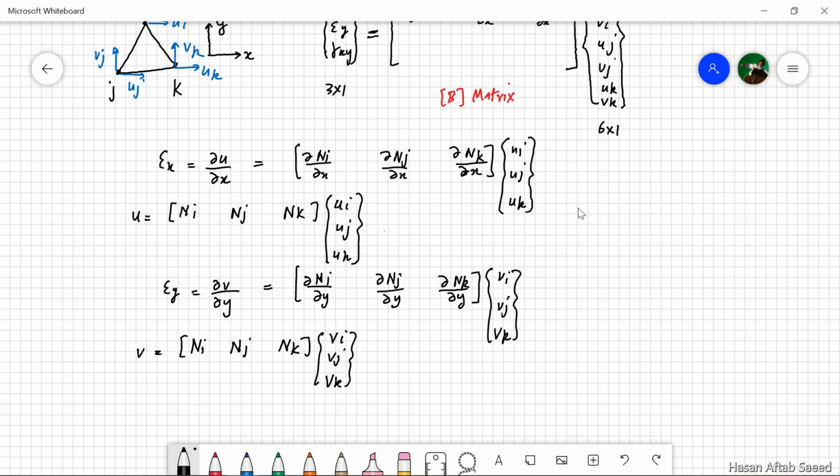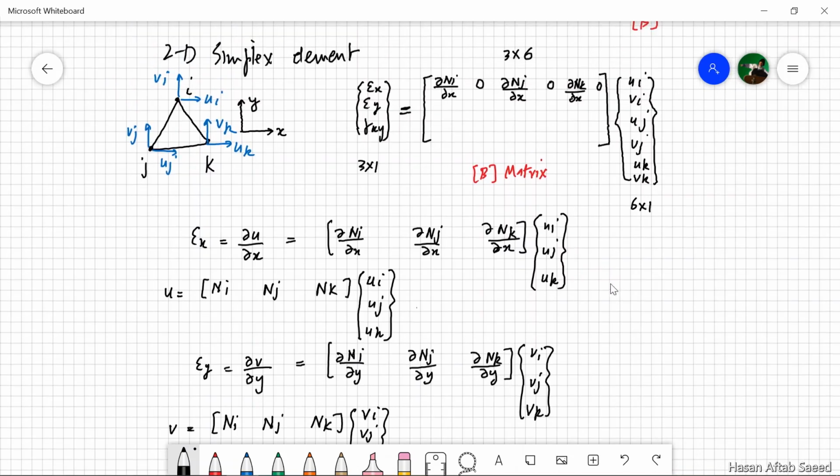In a similar manner to the first row of the B matrix, now we'll substitute these values in the second row because we are talking about epsilon y now. In this case, because the expression for epsilon y is independent of u's, we have to put zeros here, here, and here, and then we have to put partial ni over partial y, partial nj over partial y, partial nk over partial y.